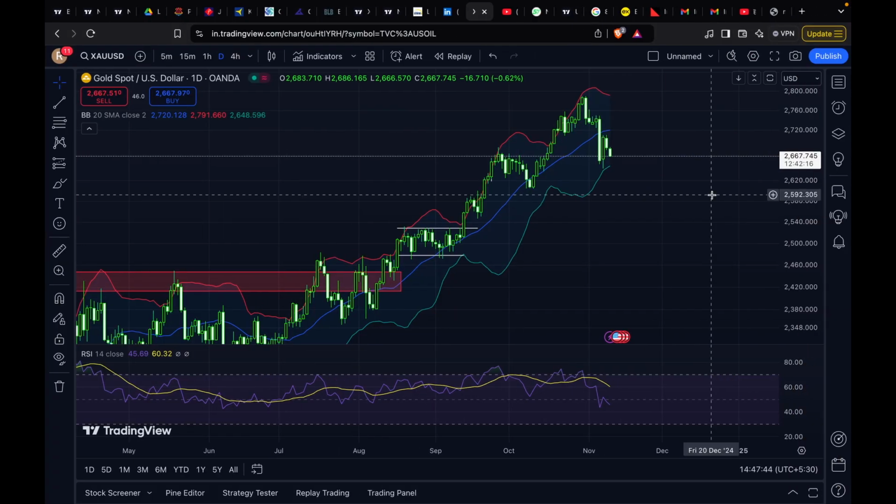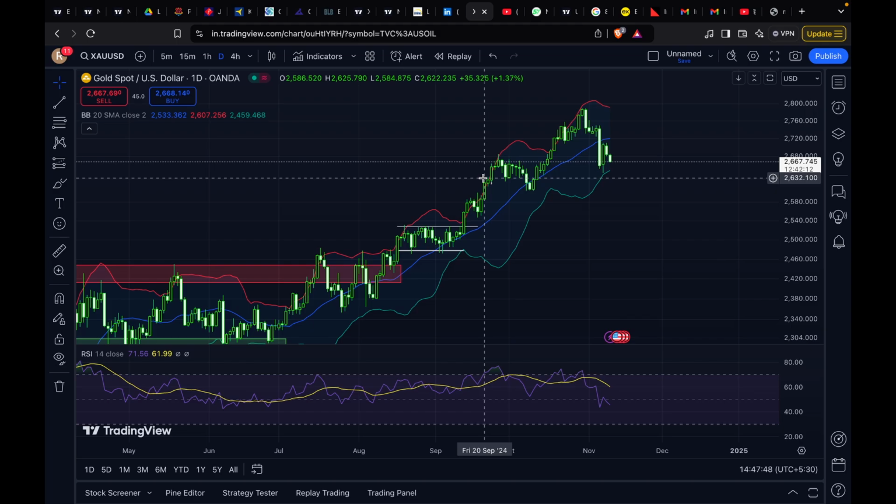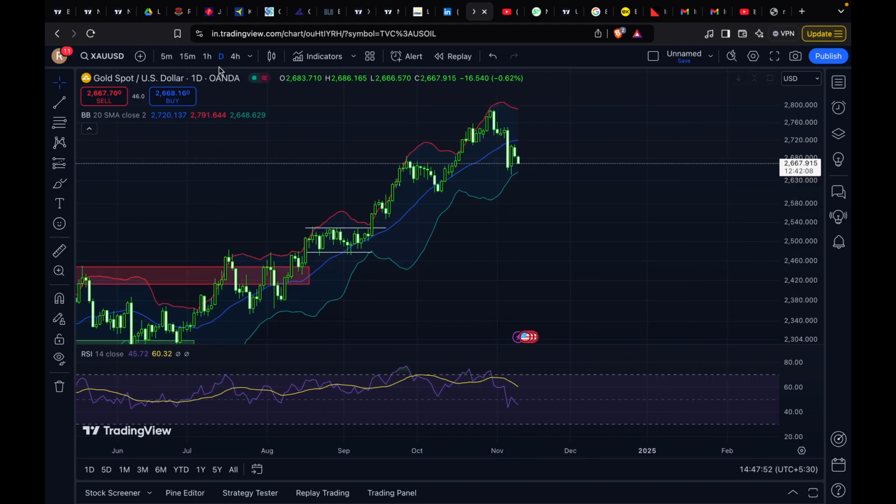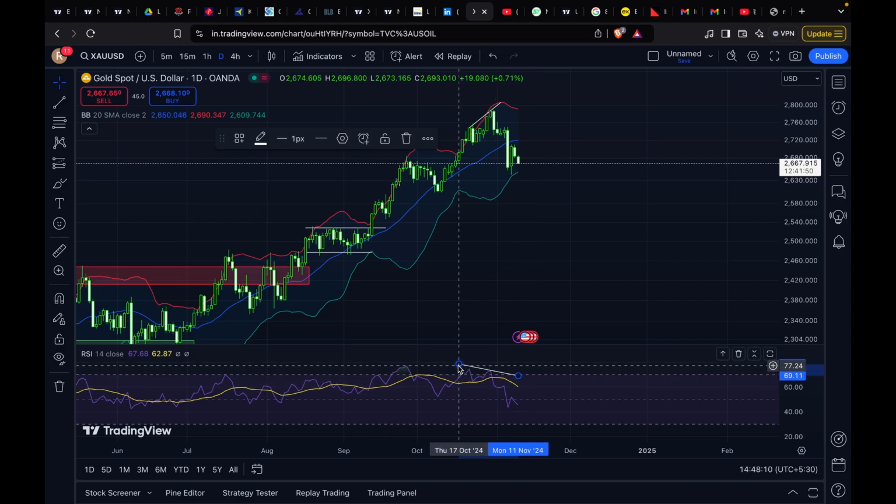So hello everyone, let's have a look at the XAUUSD gold chart, and this is the daily time frame. As you can see, I'm using TradingView here. The first thing that you can notice on the daily time frame is that gold has recently made a higher high, but on the converse there is a clear classic divergence on the RSI.